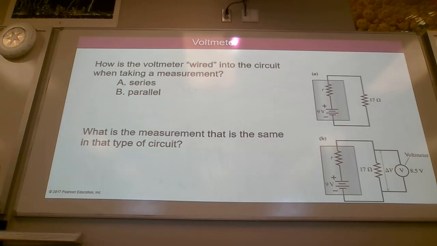Correct answer is, here we go, B, parallel. What's the same in parallel? Voltage. Hence, we wire that up in parallel. Okay. Easy question.